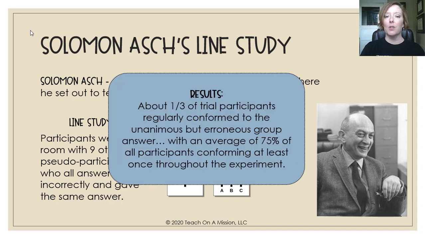However, the results were that about a third of trial participants regularly conformed to the unanimous but erroneous group answer, with an average of about 75% of all participants conforming at least once throughout the experiment. So even though it was very, very obvious that the lines that they were saying were not the same length, the participants stated that they were because all the other ones did, even if they were wrong. They didn't want to not conform.